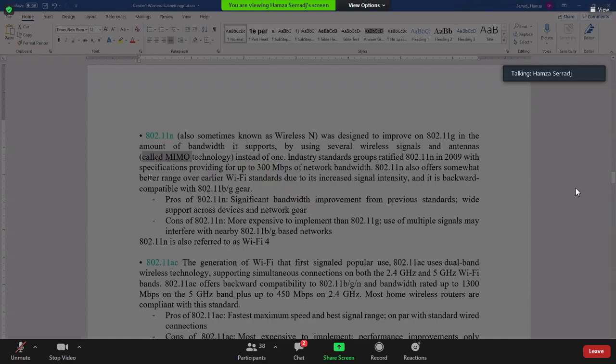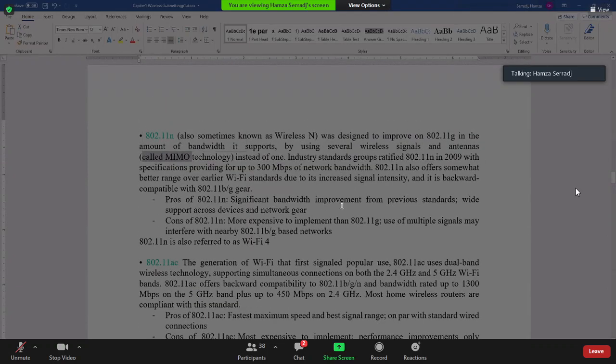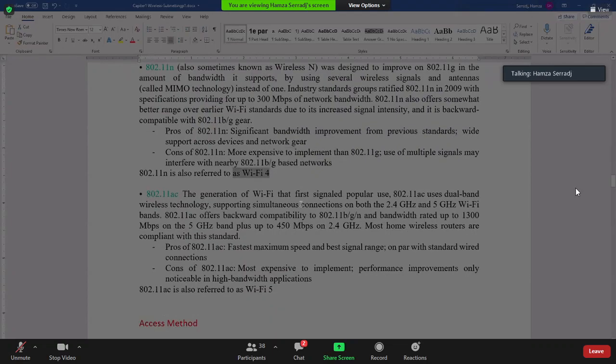This is usually the performance of the AC that we have here at the end, but it started from the N here, right? So significant bandwidth, higher bandwidth. It becomes standard, with wide support across devices, this N here. It comes more expensive, of course, to implement. It uses multiple signals, which may interfere with nearby networks. It's called Wi-Fi 4.